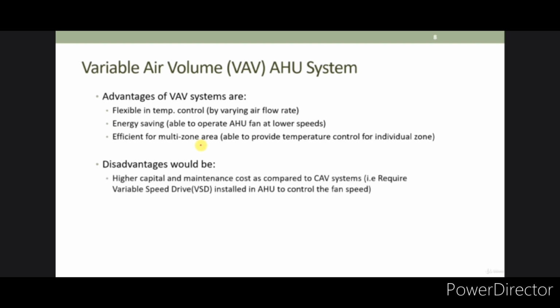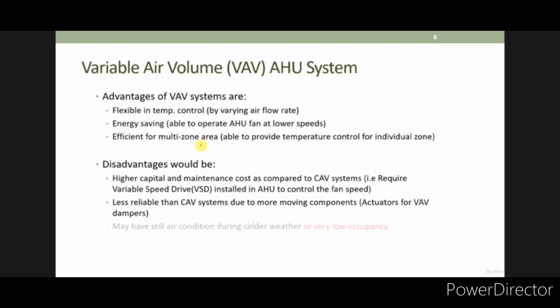The disadvantages will be higher capital cost because now you have additional components such as the static pressure sensor and the variable speed drive. All these will cost more. It is less reliable than the CAV system because of more components and more sensors. The actuators for the VAV damper are one area where it can fail. If the static pressure sensor, let's say, is installed at the wrong location, or starts to give inaccurate readings, it may affect your controls.